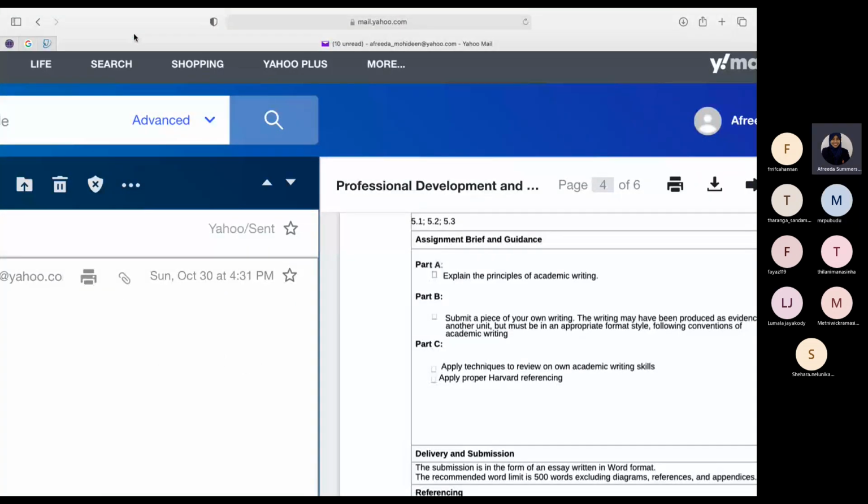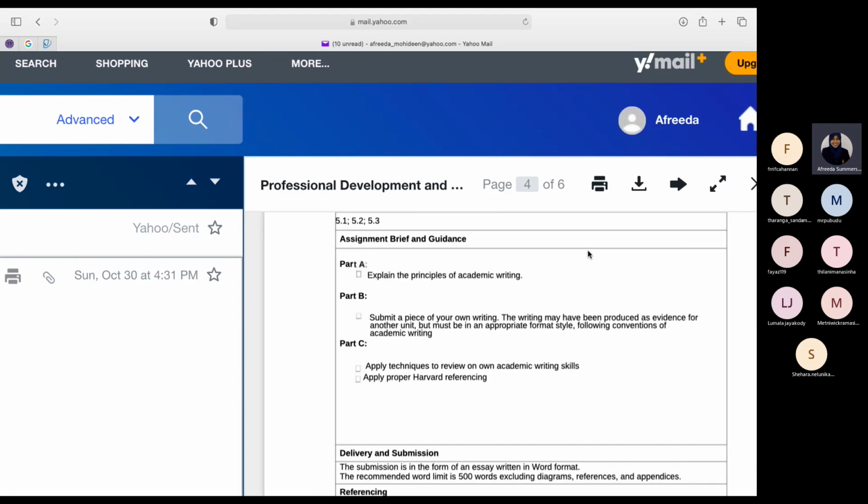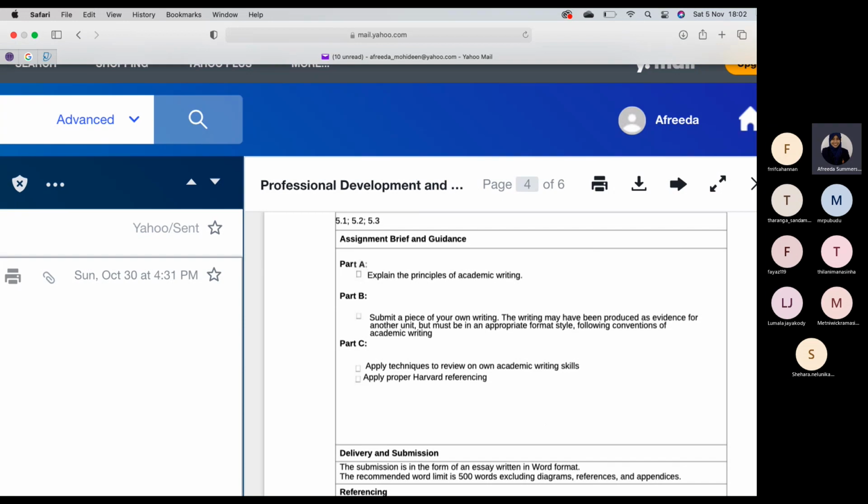Okay. So second one, part B, you have to submit a piece of your own writing. The writing may have been produced as evidence for another unit, but must be in an appropriate format style, following conventions of academic writing. Rifka, can you explain what you understand from this part B? It's a bit tricky here.